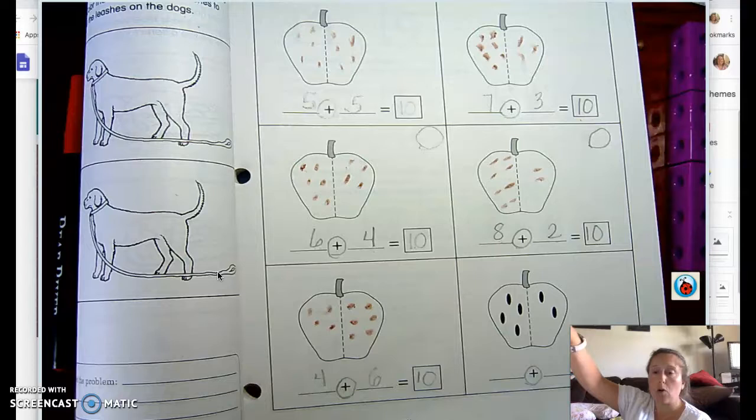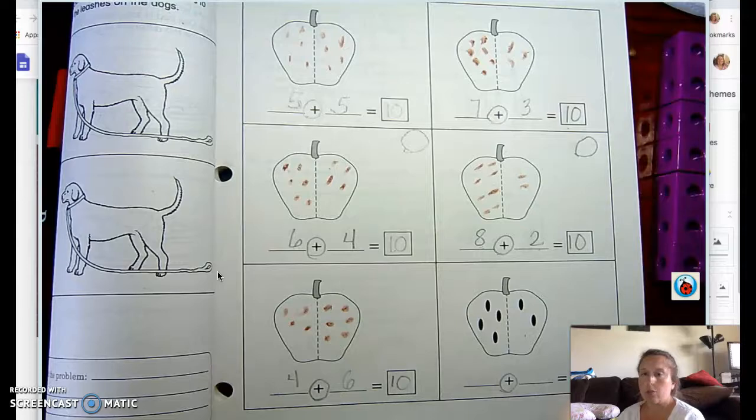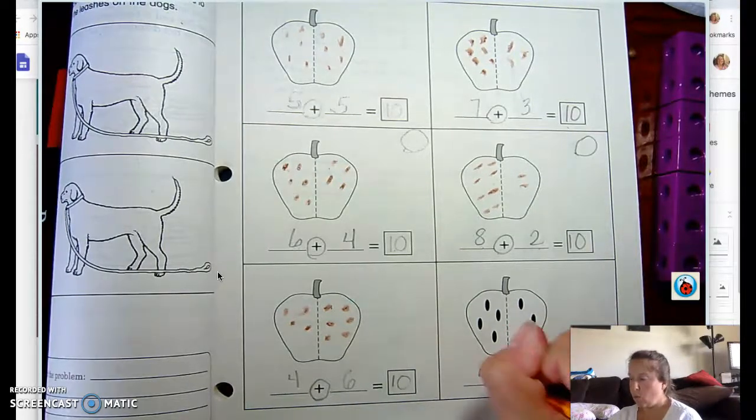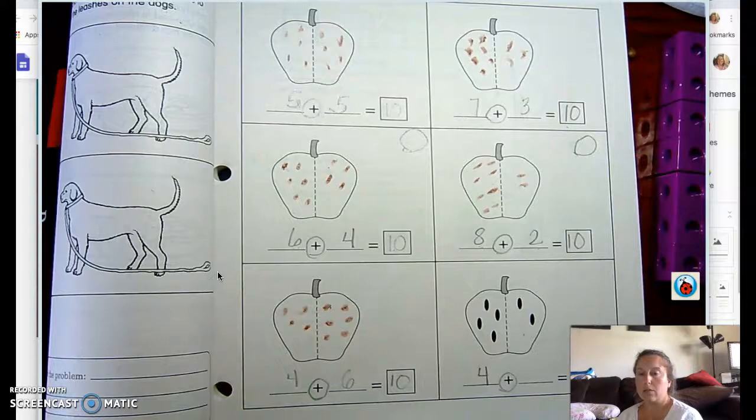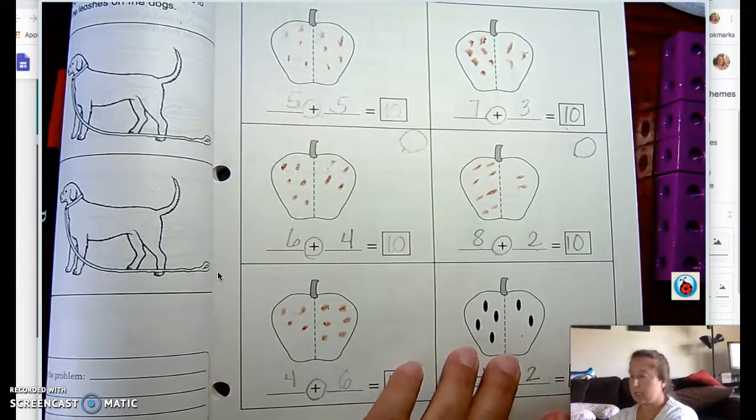Now over here, they've given you some seeds. I'd like you to make the number sentence and find the answer. So it's not always 10. In this case, there were 4 on the left, 2 on the right, for a total of 6.